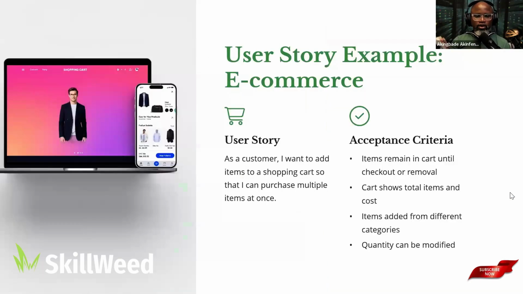All right. This is an example of a user story, right? As a customer, I want to add an item to a shopping cart so that I can purchase multiple items at once. Acceptance criteria: item remains in cart until checkout or removal. Cart shows total items and cost. Items added from different categories. Quantity can or cannot be modified. So these are acceptance criteria with the user story, right? For every user story, it's always very important to also sneak in acceptance criteria.